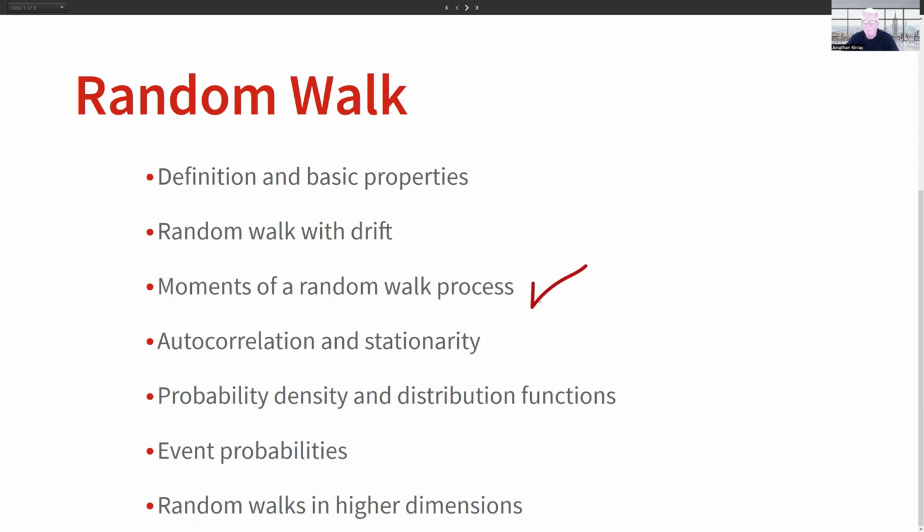We'll derive the moments of the random walk process, a formula for the mean, standard deviation, and higher moments. And then we'll go on to consider autocorrelation and stationarity. After that, we'll derive formulas for the probability density and distribution functions. And these will enable us to calculate event probabilities and conditional event probabilities. And finally, we'll close by discussing random walks in two and three dimensions.